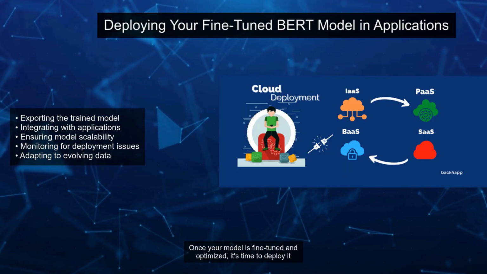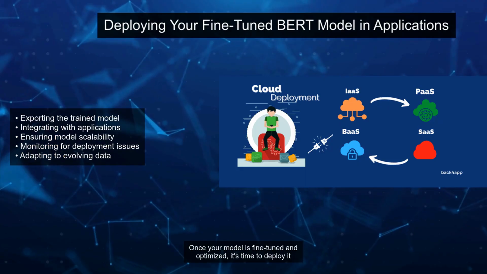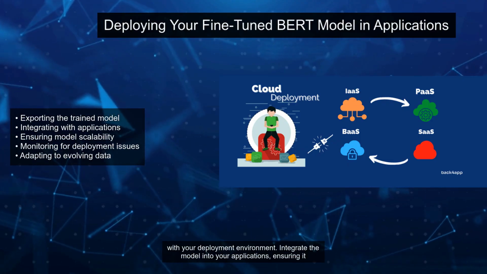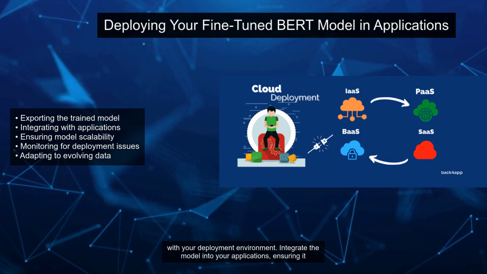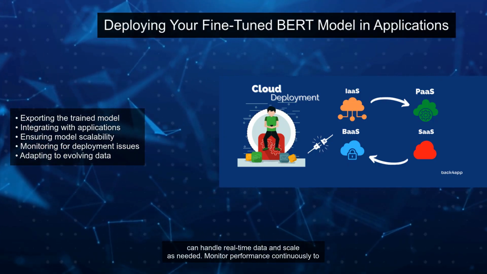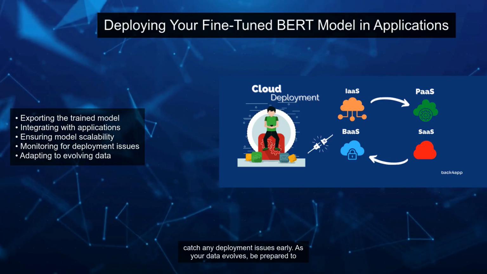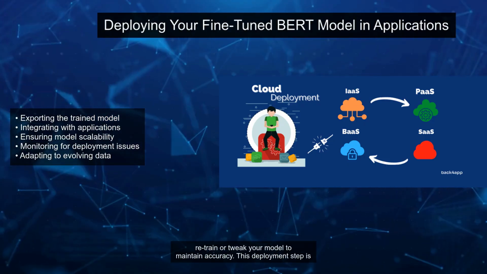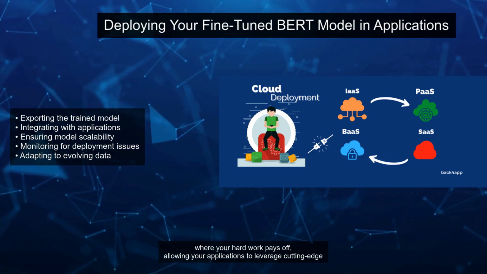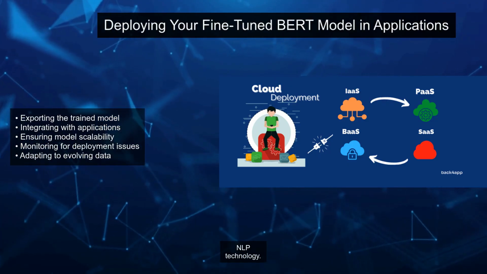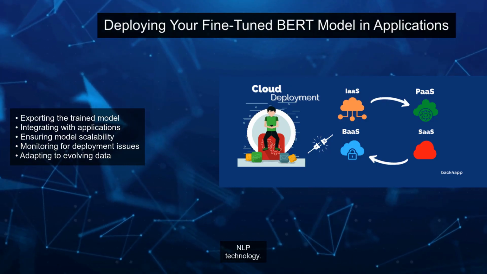Once your model is fine-tuned and optimized, it's time to deploy it in real-world applications. Export your trained model in a format that's compatible with your deployment environment. Integrate the model into your applications, ensuring it can handle real-time data and scale as needed. Monitor performance continuously to catch any deployment issues early. As your data evolves, be prepared to retrain or tweak your model to maintain accuracy. This deployment step is where your hard work pays off, allowing your applications to leverage cutting-edge NLP technology.